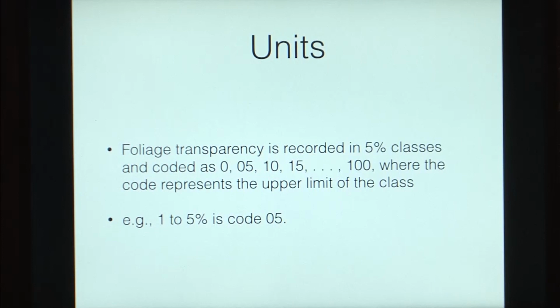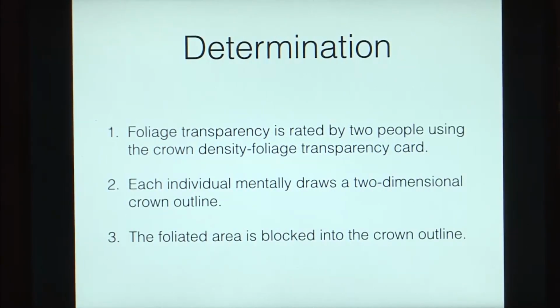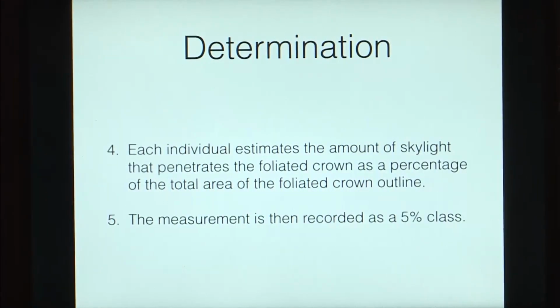So, how do we calculate foliage transparency? Here also we represent it in the form of 5% classes as we have seen before. And how do we determine it? We begin by having at least 2 people. It is rated by 2 people using the crown density foliage transparency card as we have seen before. Each individual mentally draws a 2-dimensional crown outline and the foliated area is blocked into the crown outline. Next, each individual estimates the amount of skylight that penetrates the foliated crown as a percentage of the total area of the foliated crown outline and then records it in a 5% class.